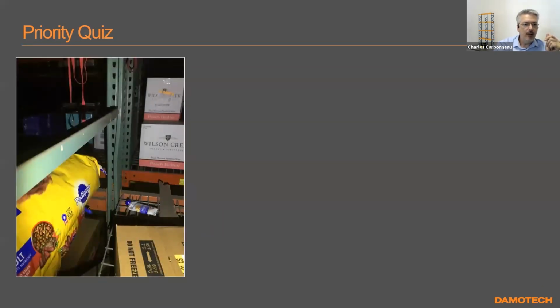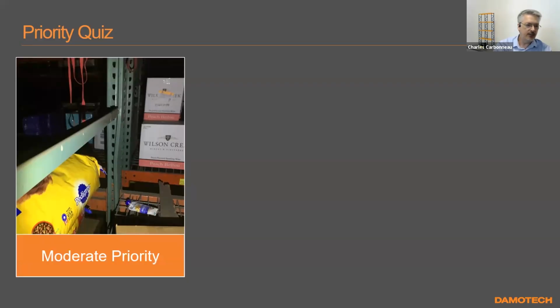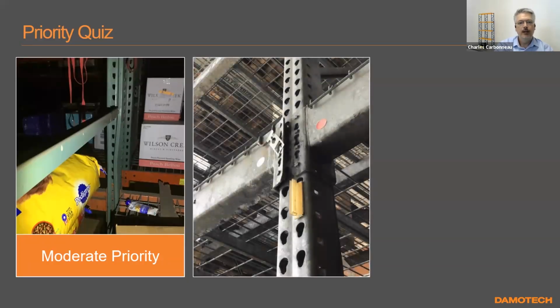Squished back column over here. Okay, well, depending on how much load there is in there, the inspector at that time said, to me, that looks like a moderate one. A beam that is slightly disconnected, what do you think, right?